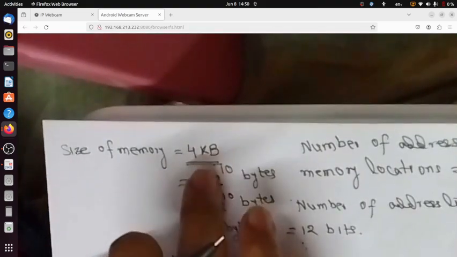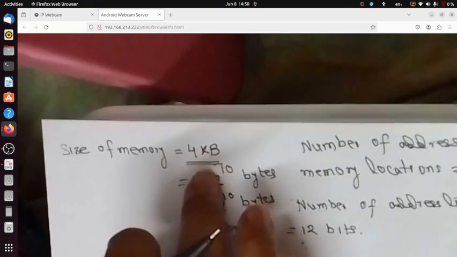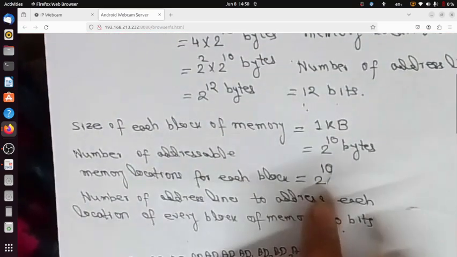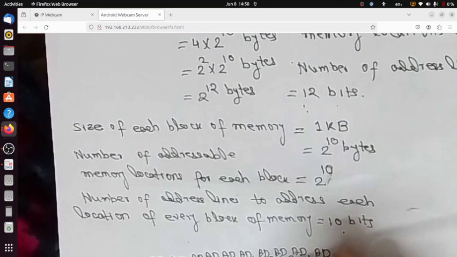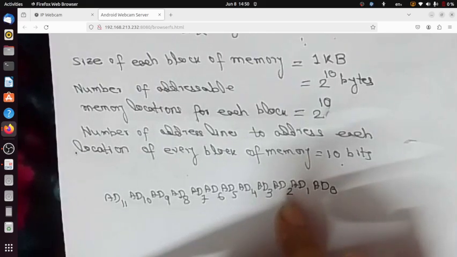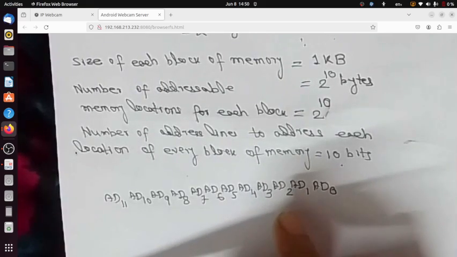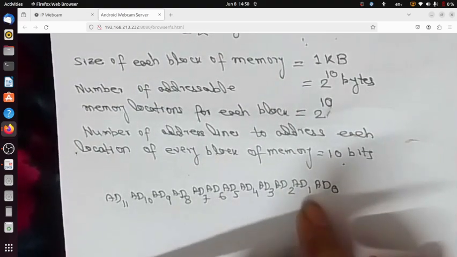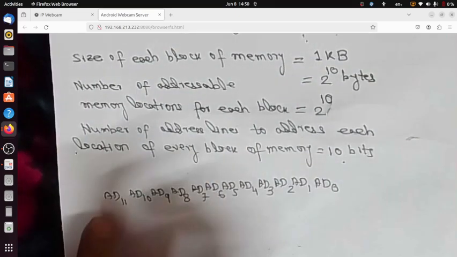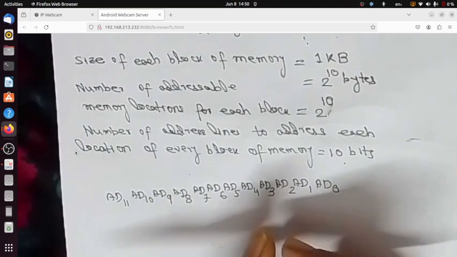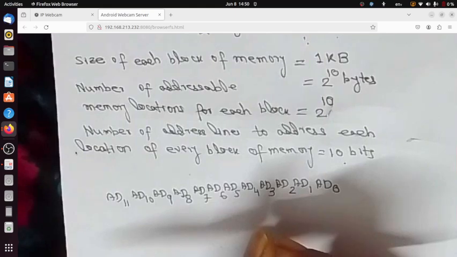Now this 4 KB memory is implemented using 4 blocks of memory, and each block is of 1 KB. That means among these 12 address lines, only 10 address lines will be required to access each location of every block of memory. So now we have to find out, among AD0 to AD11, which 10 address lines will be required to access each memory location of every block.